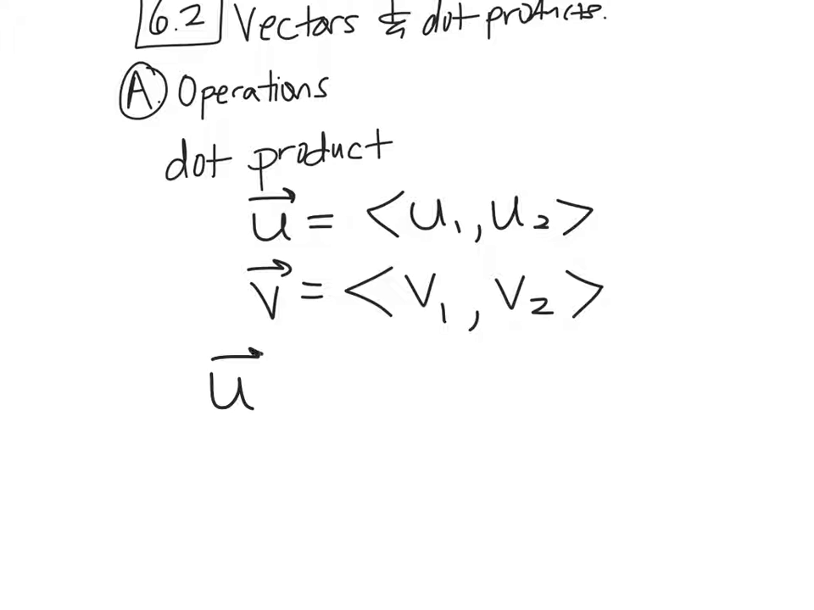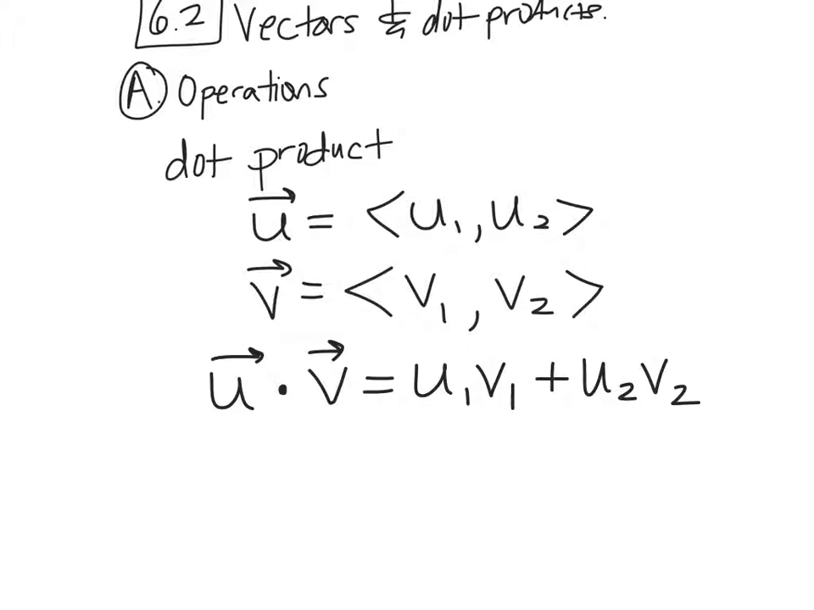u dot v. We don't really say times. It's not u times v. It's called the dot product or outer product or vector product, cross product, whatever you want to call it. u dot v is equal to, this is what you do. You take u1 times v1 plus u2 times v2. And that's it.